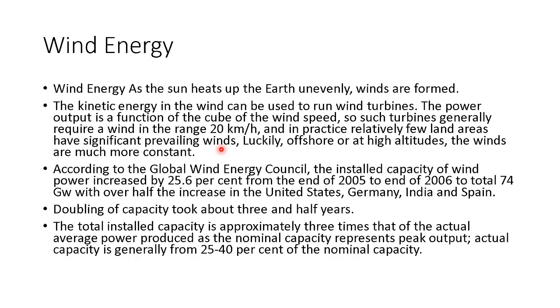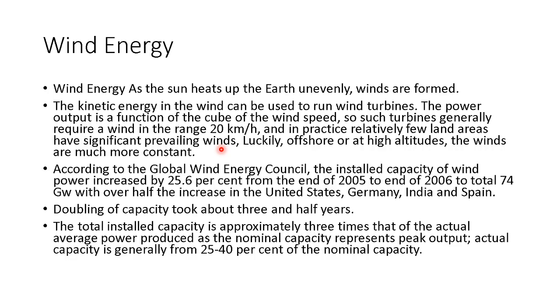According to the Global Wind Energy Council, the installed capacity of wind power increased by 25.6% from the end of 2005 to 2006, to a total of 74 gigawatts, with over half of the increase in the United States, Germany, India and Spain. Doubling of the capacity took about 3 to 3.5 years. Now the capacity has increased even more than this.